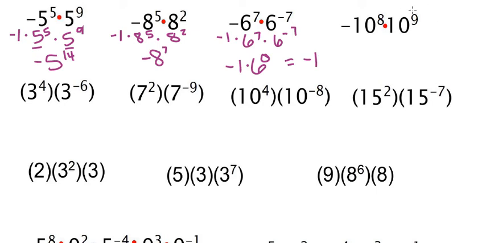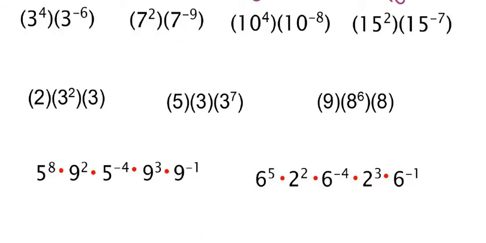All right. So again, the last one, like this one, this is going to be negative 1 times 10 to the 8th times 10 to the 9th. So when I multiply 10 to the 8th by 10 to the 9th, my base 10 stays the same there, and 8 plus 9 is 17. So I end up with my negative here, so I have negative 10 to the power of 17.